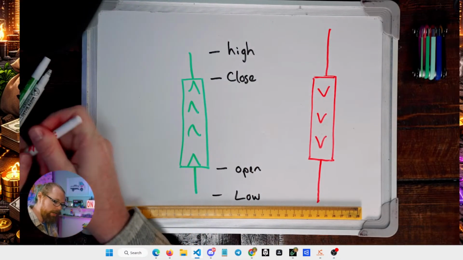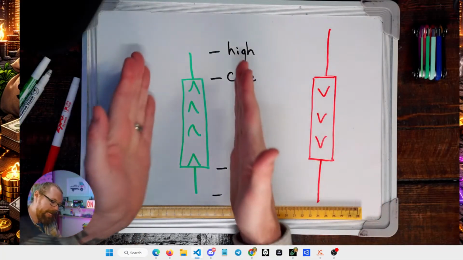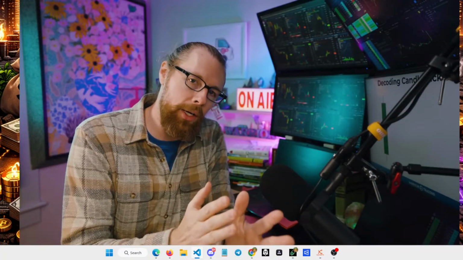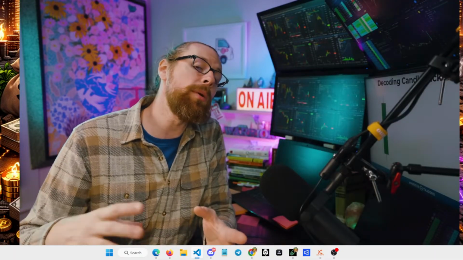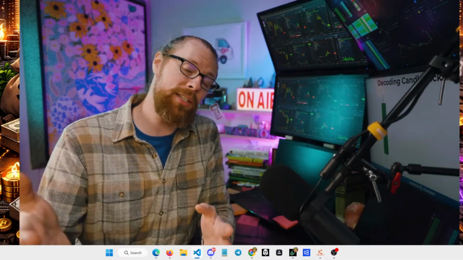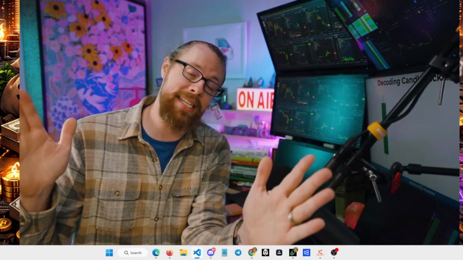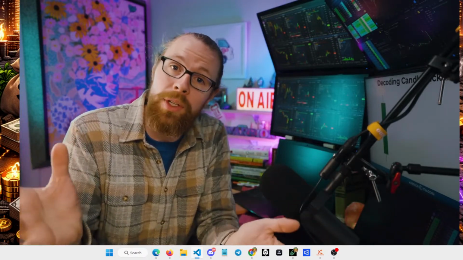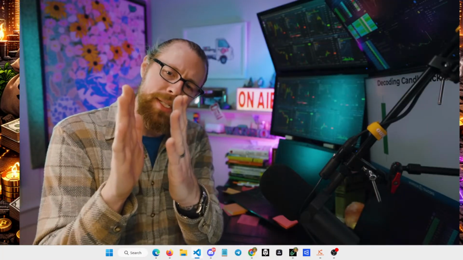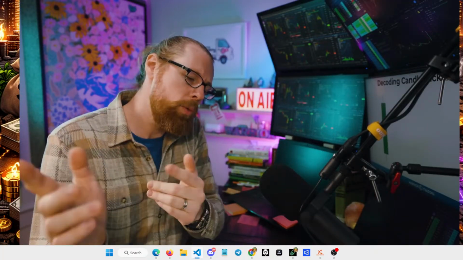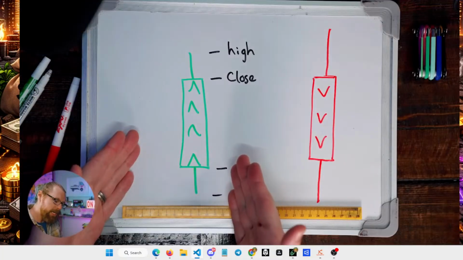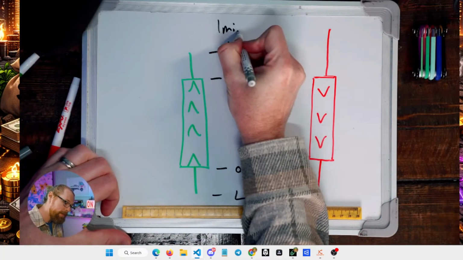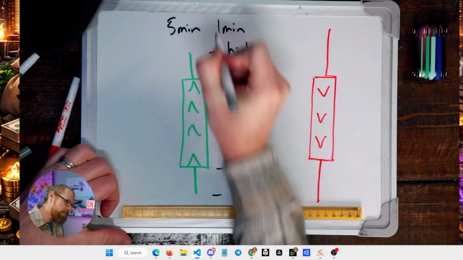Now, something important to understand about candlesticks is that they are a way of creating a historical record of the price action. When we look at a candlestick chart, it's telling us all the prices that this instrument traded at over the period of time that we're looking at. So candlesticks represent history and time. What time frame are we talking about? Well, most day traders are focusing on 1 minute and 5 minute charts. Those are the most common.